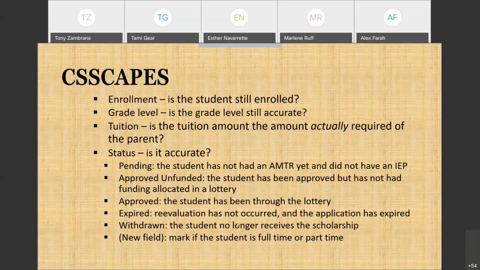If the student is in the approved status, that means the student has been through the lottery at least once before. If the student is in expired status, a reevaluation has not occurred and the application has been expired. If the student's status has been withdrawn, this is generally through the parent or the private school's request, and that means they no longer receive the scholarship. And then if there's a new field, mark if the student is full or part-time. This is something that's relatively new, and we want to make sure that we have that on there.